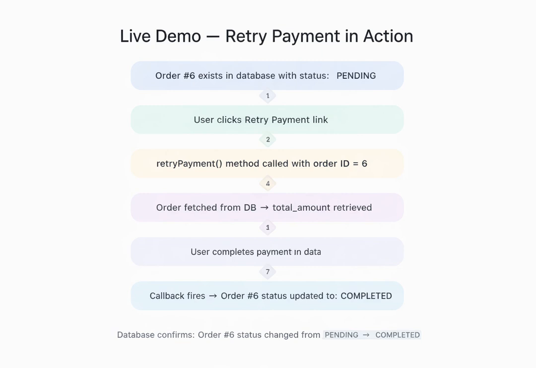The instructor verifies this directly in the database. Order 6 is now marked as completed. The retry flow works end-to-end, and it reuses the exact same callback and status update logic as the original payment.